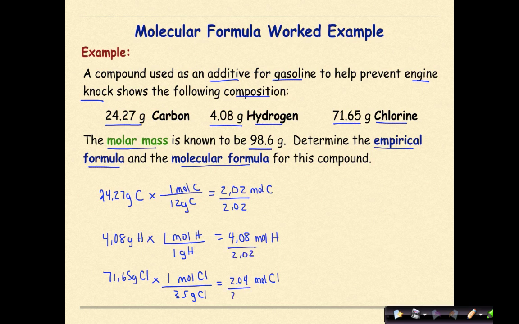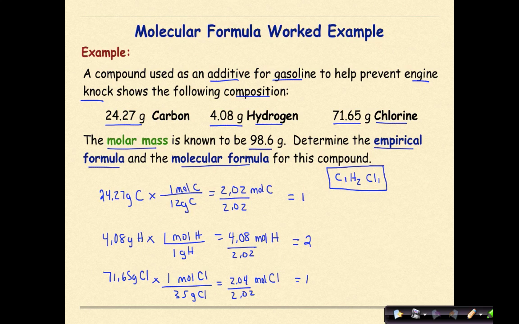So I'm going to divide each one of these by 2.02. That turns out to be 1. This turns out to be 2. And this turns out to be 1. So the empirical formula here is going to be C1H2Cl1. All right, that's my empirical formula. I did the first part. So what's the next step?